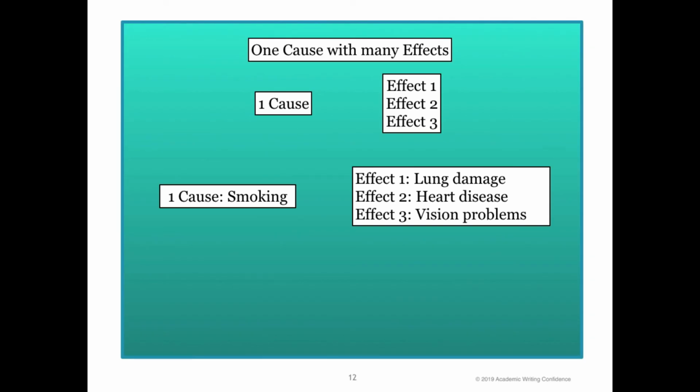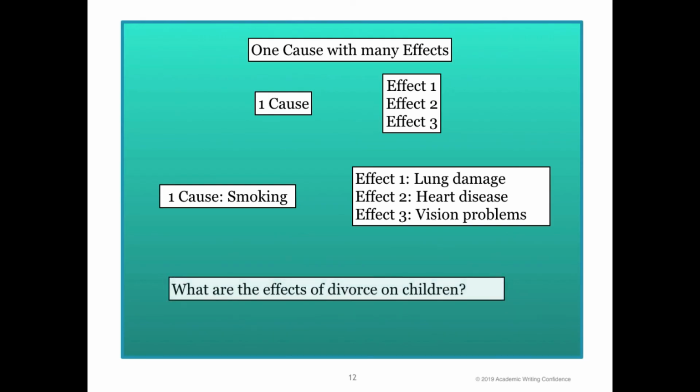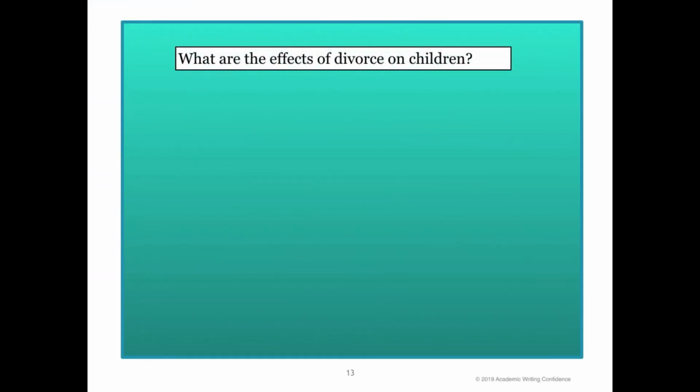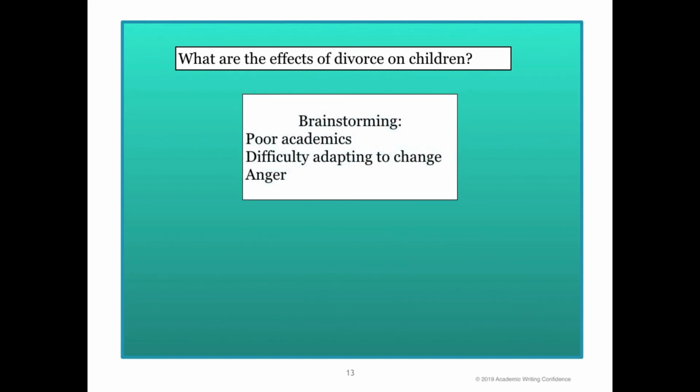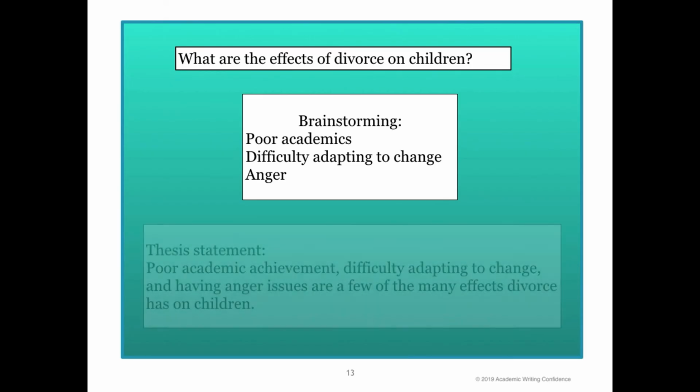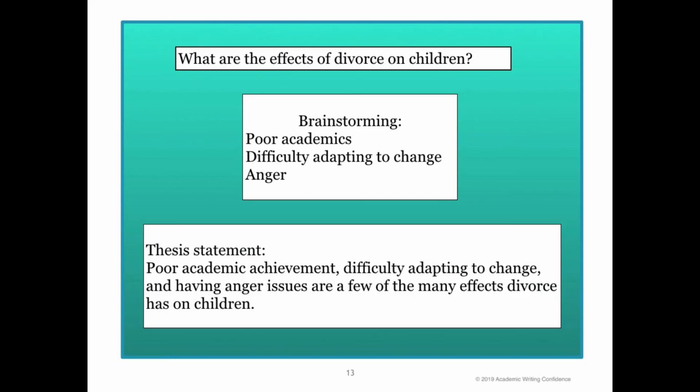Again, let's try using a question to practice how to write this type of essay. What are the effects of divorce on children? Again, the first thing we need to do is some brainstorming. Maybe you come up with these ideas: poor academics, difficulty adapting to change, and anger. Using these ideas, you could write a thesis statement something like this: poor academic achievement, difficulty adapting to change, and having anger issues are a few of the many effects divorce has on children.